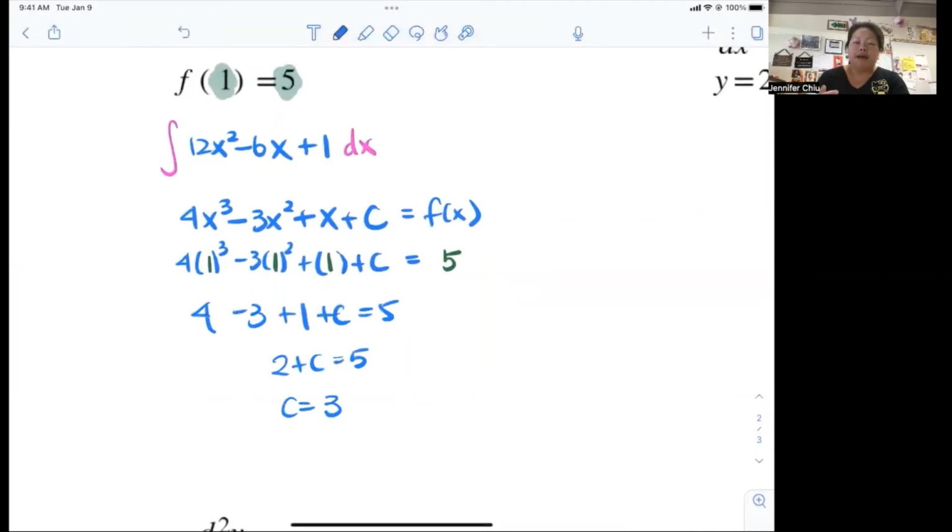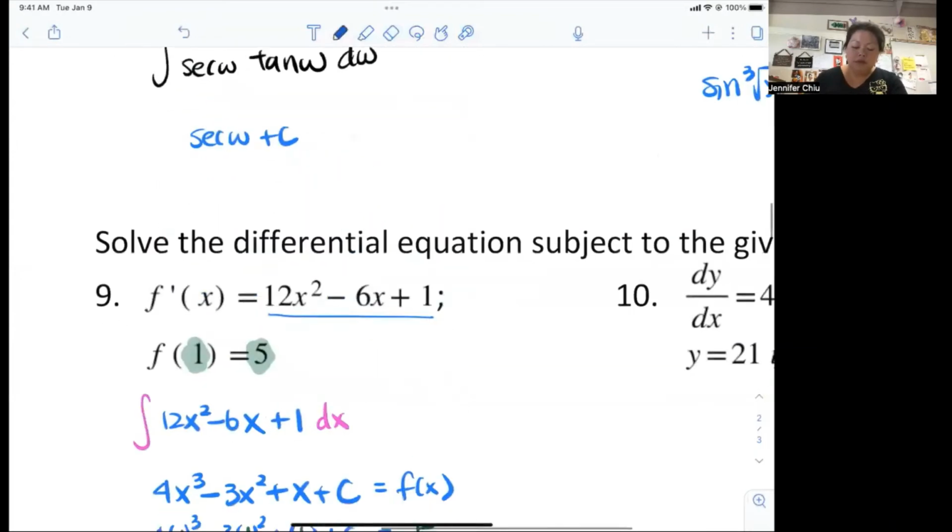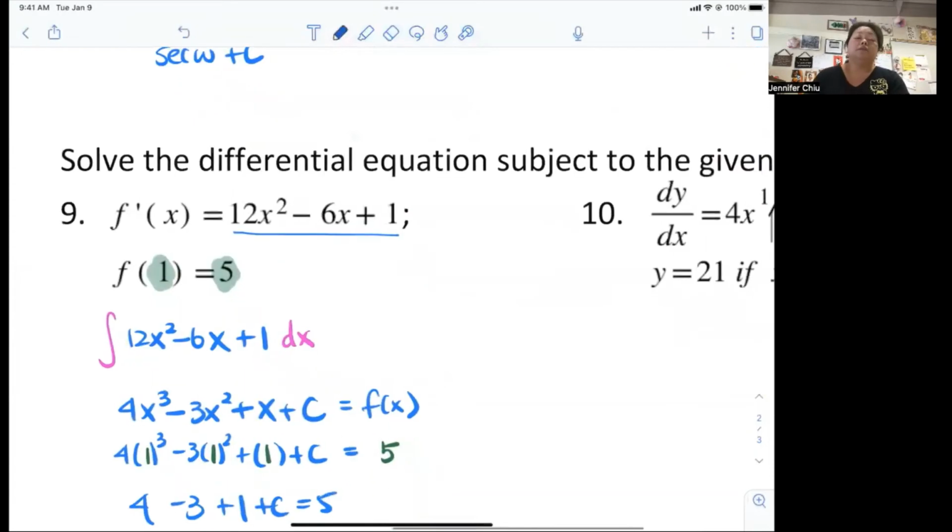So don't forget to plug it back in. It is never okay to just write c equals. You gotta write the equation. So f of x equals 4x cubed minus 3x squared plus x plus 3. Okay, and that's what we're solving for. So anytime it says solve the differential equation, what it means is give me the original function. Give me the y equals or the f of x equals.